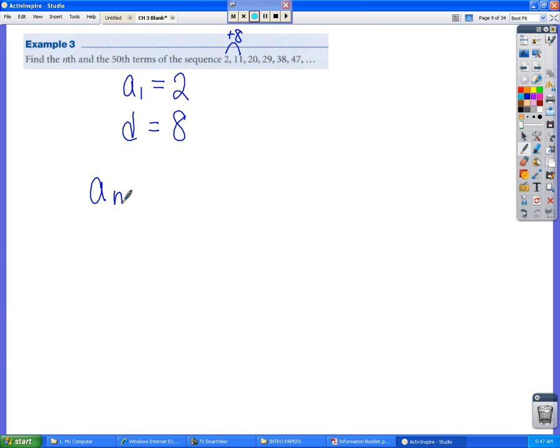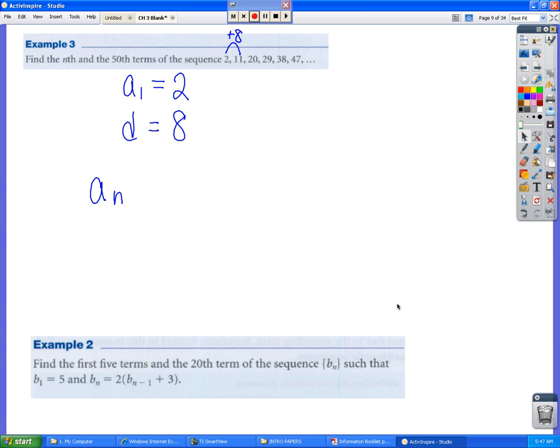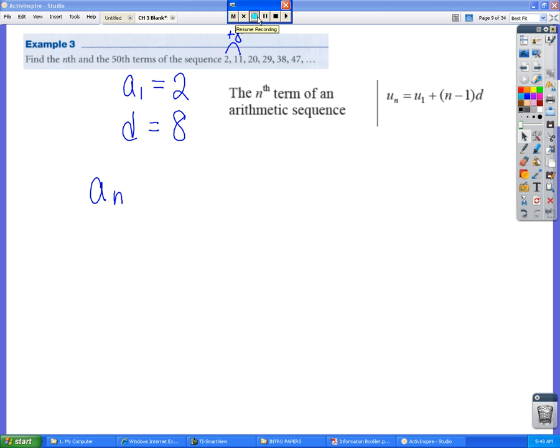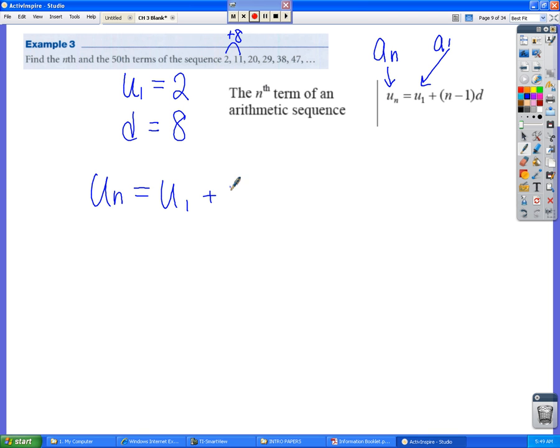So a sub n, and what I'm going to do is actually show you the formulas that you're given, which, ooh, I forgot that I did that. So you'll see here the nth term of an arithmetic sequence. That is how it looks on the formula sheet. You'll notice that this is your a sub n, this is your a sub 1. They use u instead, so I wanted you to notice that the formulas will look different. So what I'm going to do here is change this so it actually says u, so that you get used to that. U sub n would be equal to your u sub 1 plus n minus 1 times d.